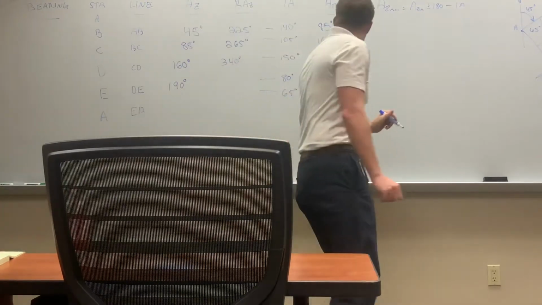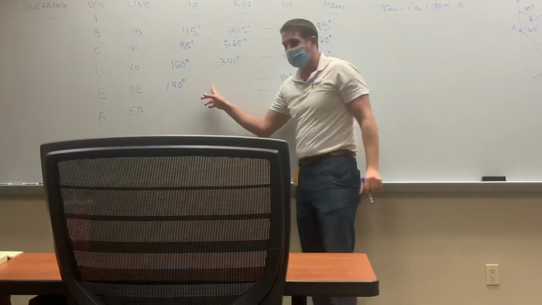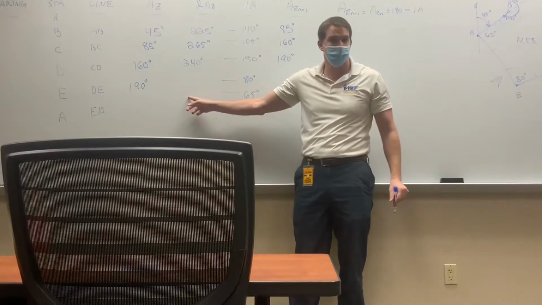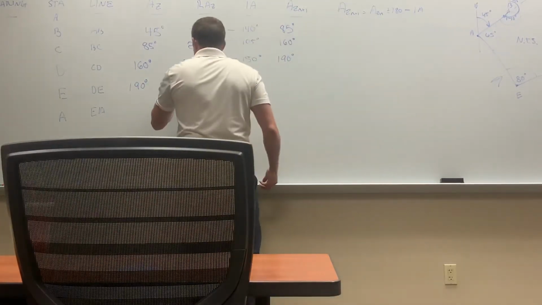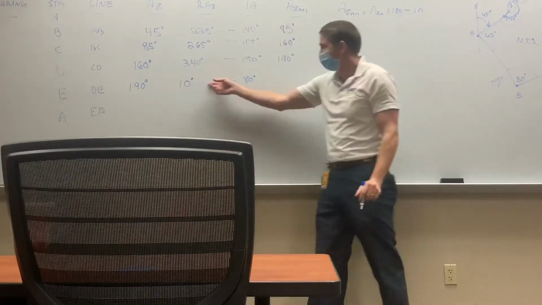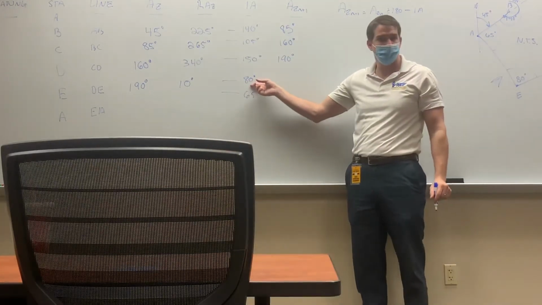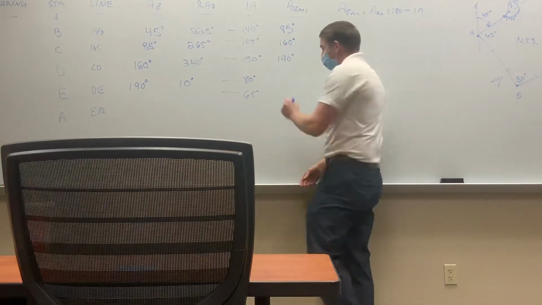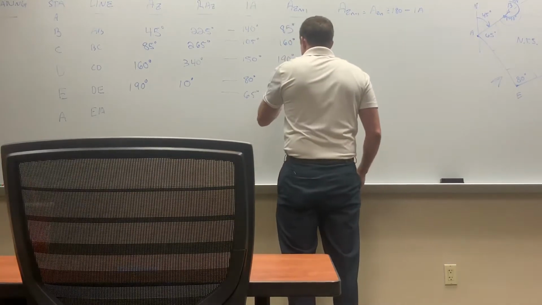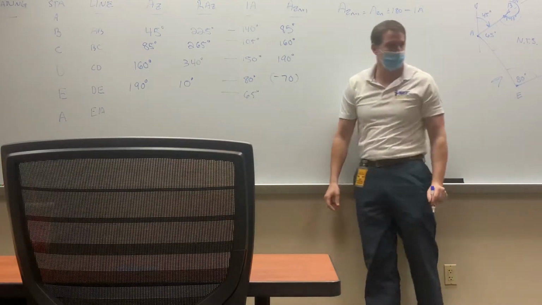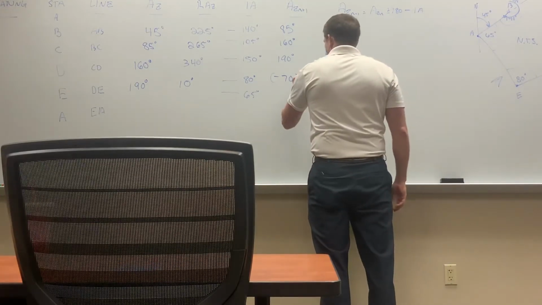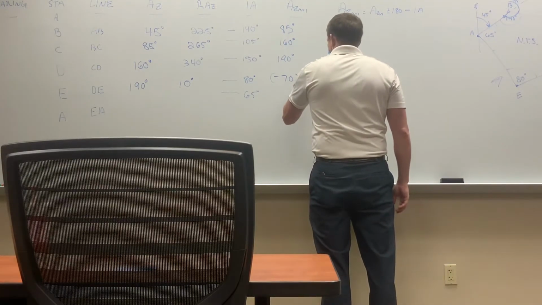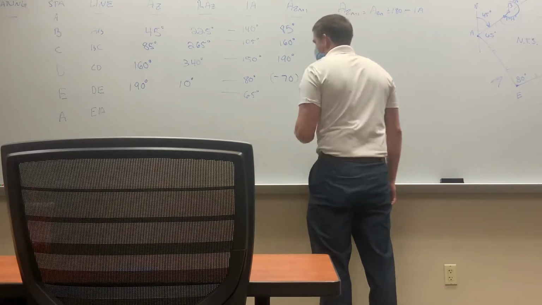Okay? 190, am I going to add or subtract 180? Subtract, leaving me with 10 degrees. All right? Now I'm going to subtract out 80. Leaves me with negative 70 degrees. What do I do here? Add 360. Equals 290? Yeah. Okay, I figured out what I did wrong.